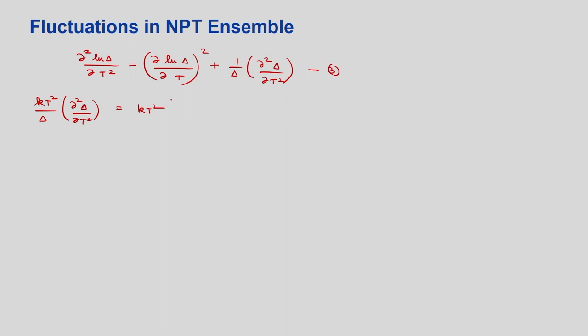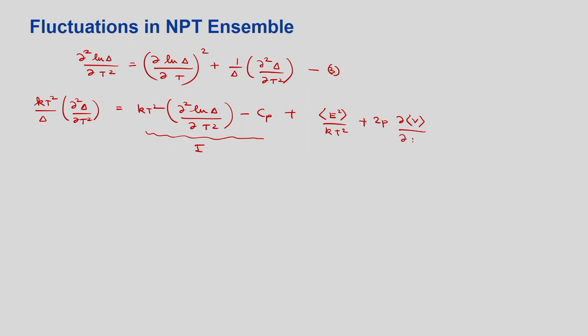So initial equation is KT square dou square ln delta by dou t square minus Cp. Now this is what is called the equation 1, plus then equation 2, we write it from the previous slide, this KT square plus 2P dou of V bar by dou T minus P square plus 2PV into dou ln delta by dou t. Okay, so this is equation number 2.